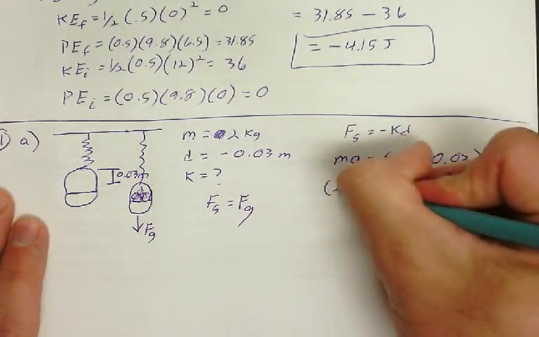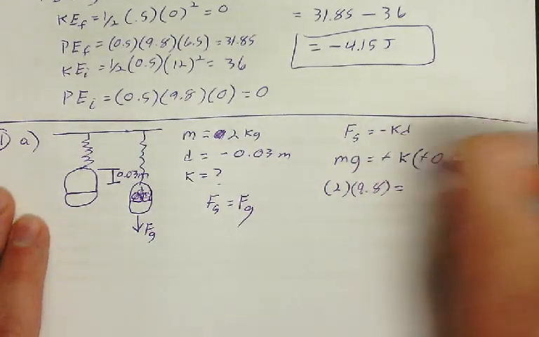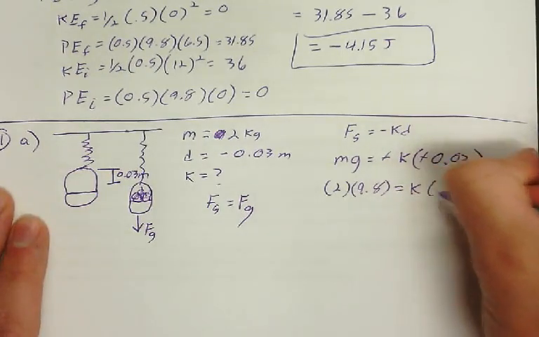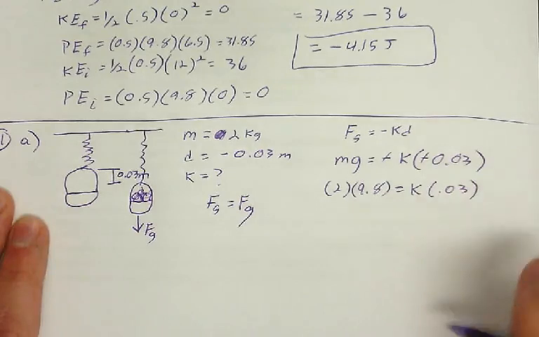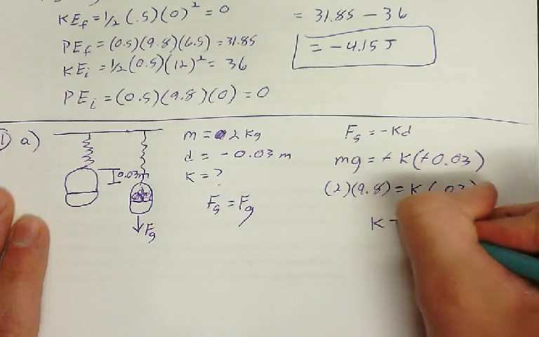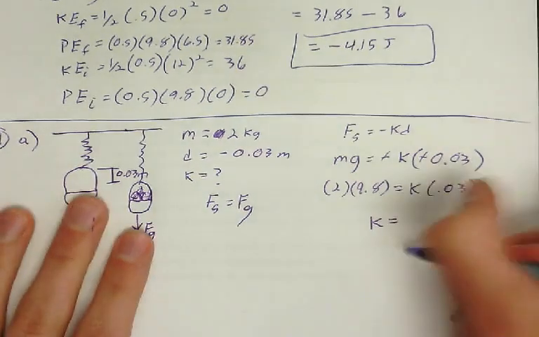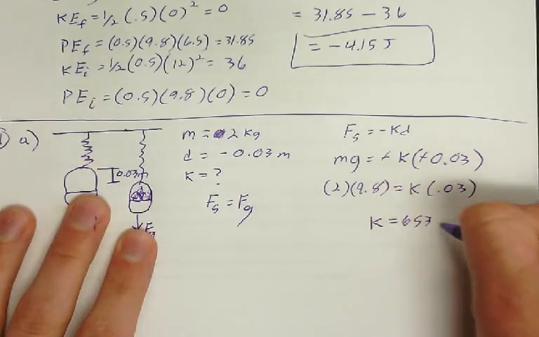So the mass is 2, g is 9.8. The negatives canceled, so I just got K times 0.03. All you got to do is divide the 0.03 over. Solve that, see what you get for K. You should get 653.3.